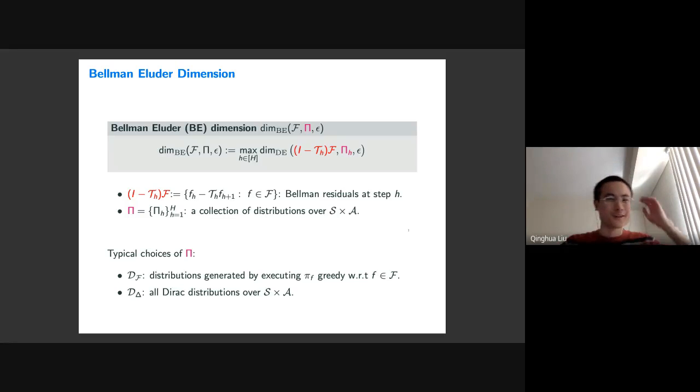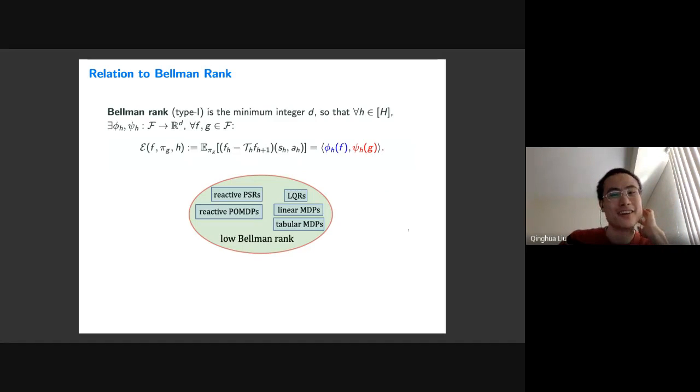If we are good with the definition of Bellman Eluder Dimension, we can go on to talk about its relation with previous complexity notions. To begin with, I want to identify its relation with Bellman rank. As we said, this was proposed by Jiang et al. in 2017, so it's a pretty generic notion.